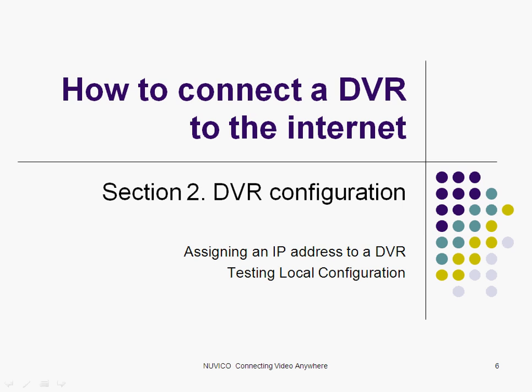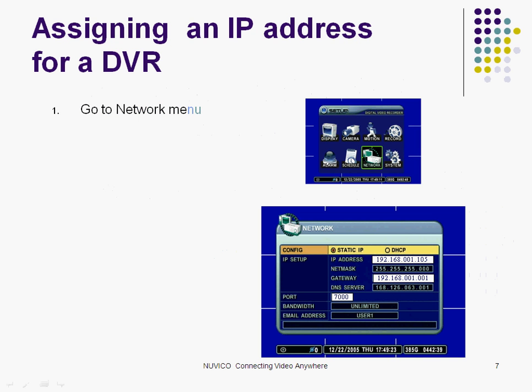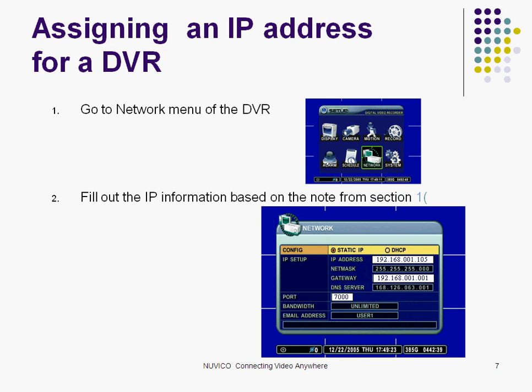Section number 2, DVR configuration. Now we have basic information about the network, and we know what IP address we should use. Now we have to assign that IP address to the DVR. In this presentation, I have screenshots of EV, EV Lite, and DB3 and DB4. On those models, press menu and go to network, press enter to go into the network section.